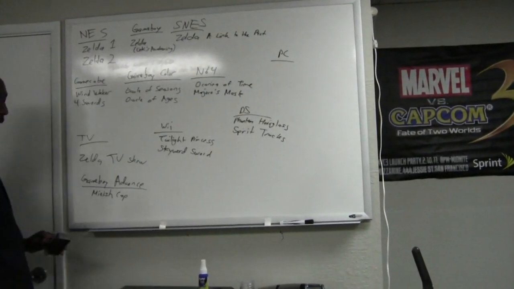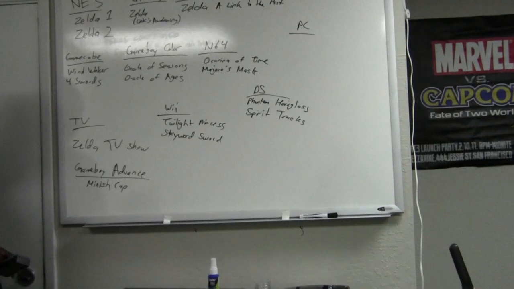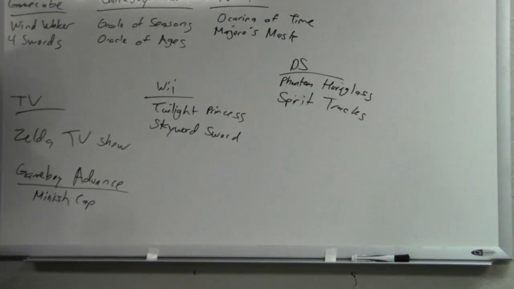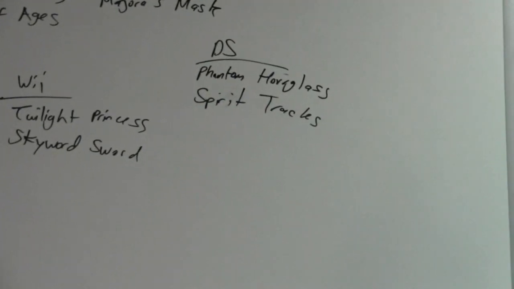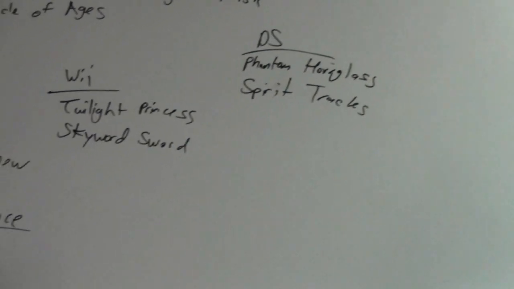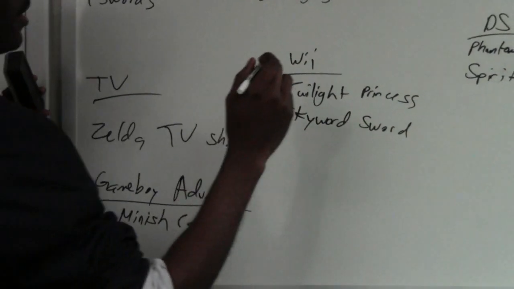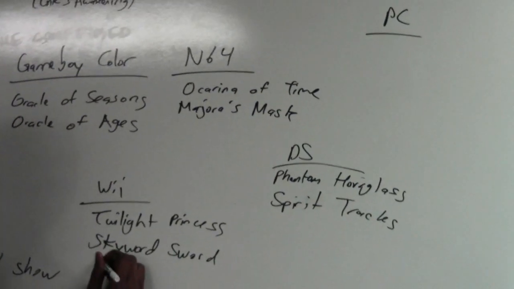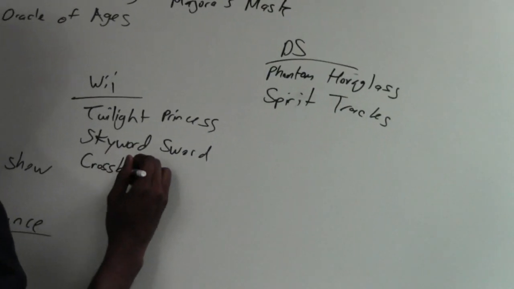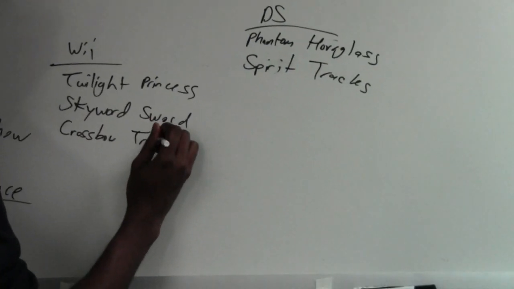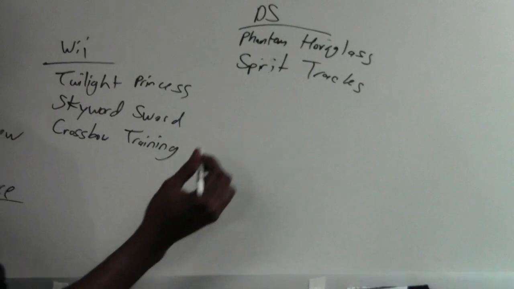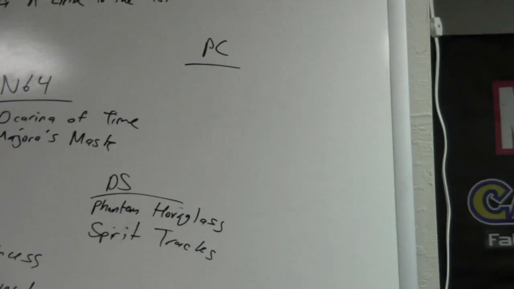The PC, oh yeah, someone made a 3D first-person shooter version of a Zelda game. Do you actually play as Zelda, like Zelda's the hero? Yeah, crossbow training. Crossbow training and Snipe Trot. Oh, I forgot about that!